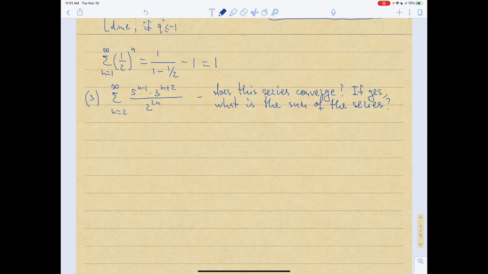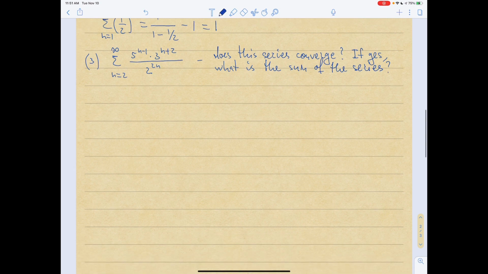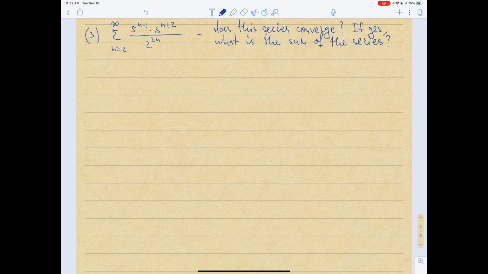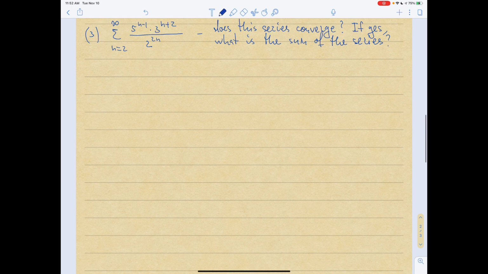All right, let's see. So at this point, we only know how to deal with geometric series. So maybe this series is going to end up being a geometric series. I just need to manipulate it a little bit so that it does look like a geometric series. One thing here, let me make this 4n. So how can I make this a geometric series? Let's look at the expression. So it's 5 to the n minus 1 times 3 to the n plus 2 divided by 2 to the 4n. And I want to be able to write it as something times something else to the power n.